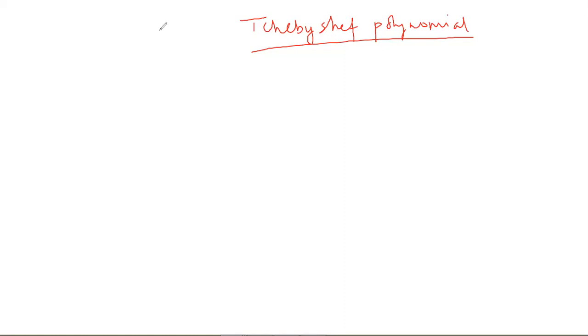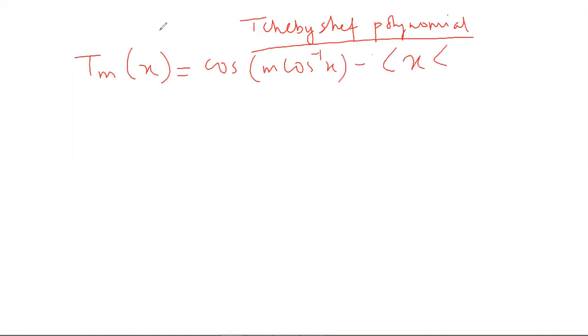Right. So Chebyshev polynomial, first of all, we have to understand that it is given by this: Tm(x), the mth order Chebyshev polynomial, is equal to cos(m cos inverse x). Here x will range from -1 to +1. I will explain, do not worry about this.